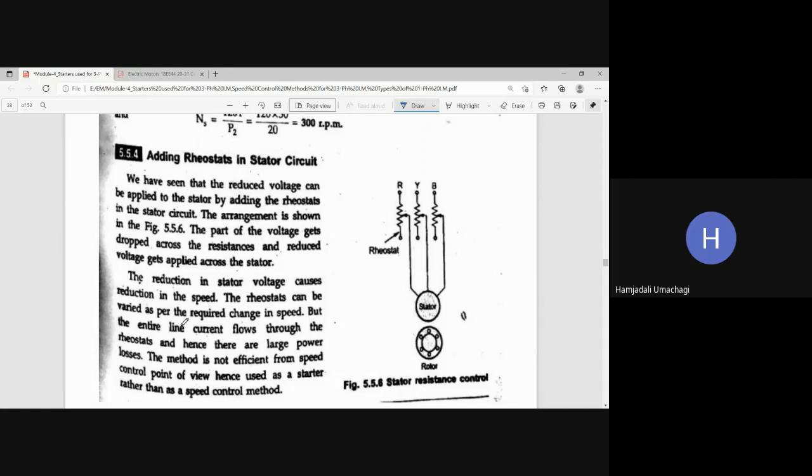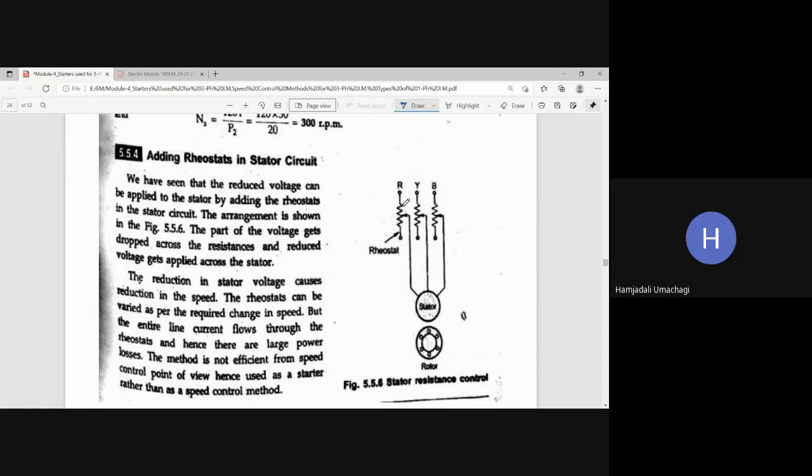The entire line current flows through the rheostats, and hence there are large power losses. The method is not efficient from the speed control point of view. Here unnecessary power losses take place, because of that this method is not economical for speed control. Hence it is used as a starter rather than for speed control of the three-phase induction motor. Even though it can control the speed, it is not economical because of huge power losses at the rheostat on the stator side.